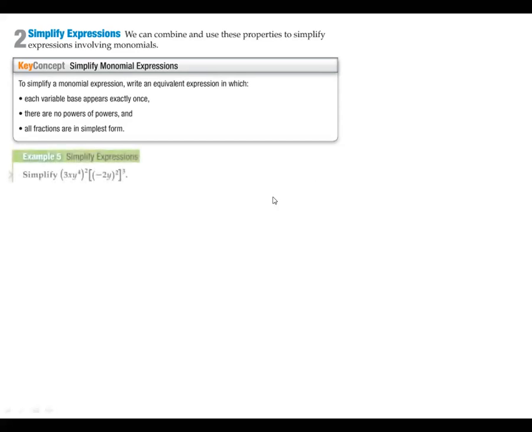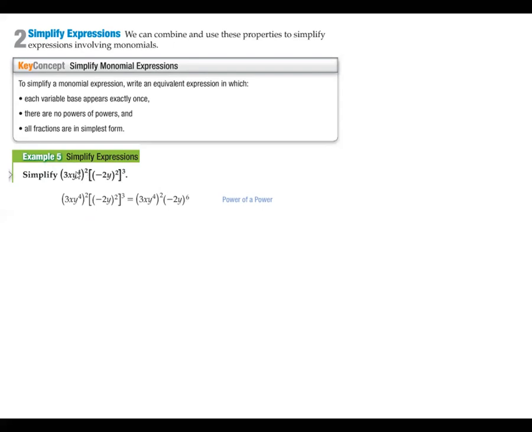So here's an example. I want to look at this mess. I want to simplify (3xy^4)^2 times (-2y^2)^3. All right, let's just go at it. So notice right here, I have a power to a power. So I can simplify that as 2 times 3 is 6.